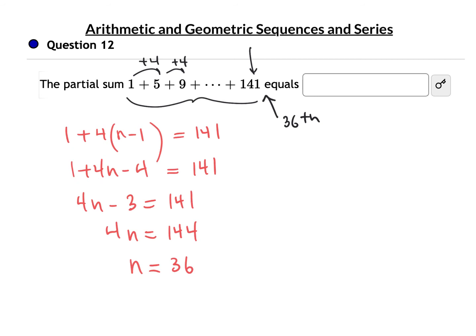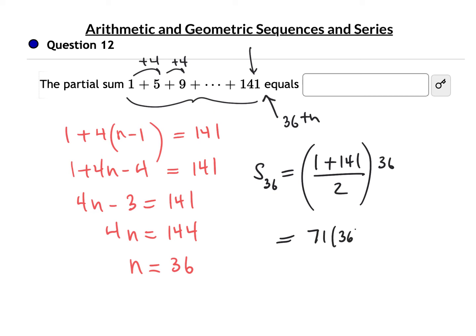Now we can apply our formula. The partial sum of the first 36 terms of this sequence, S sub 36, is the average of the first and last term times the number of terms, which is 36. This ends up being 71 times 36, which means S sub 36 would be 2,556.